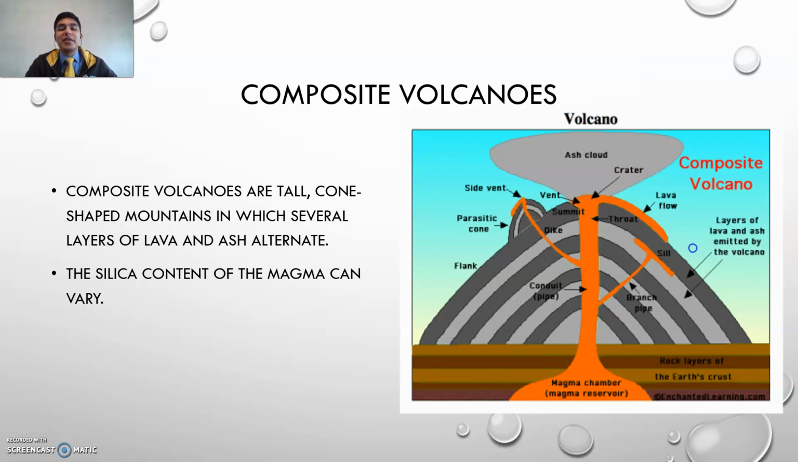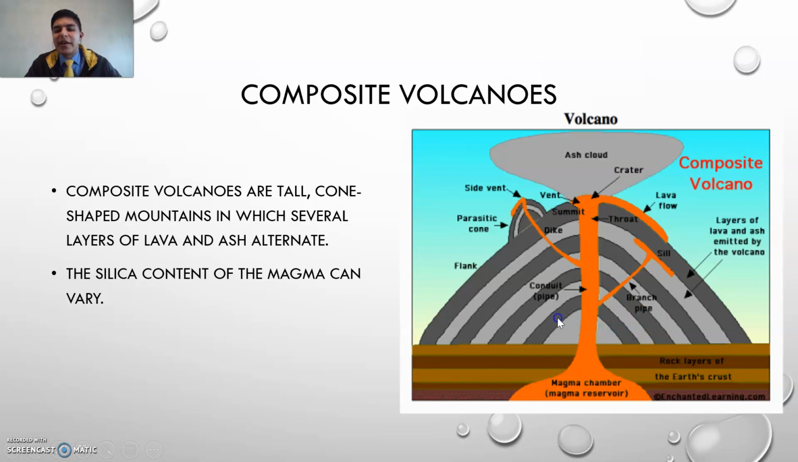And now we're going to continue with composite volcanoes. Composite volcanoes are tall, cone-shaped mountains in which several layers of lava and ash alternate. So in order to explain this a little bit better, and of course in order for us to understand it, we have to look at the picture right here.